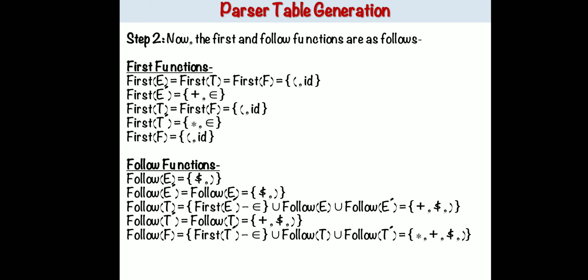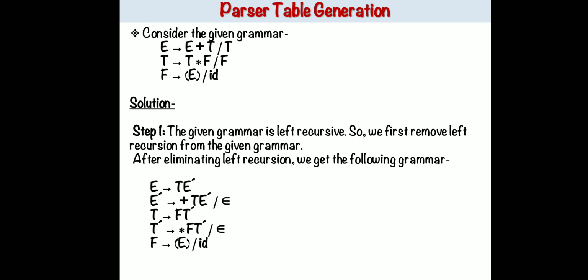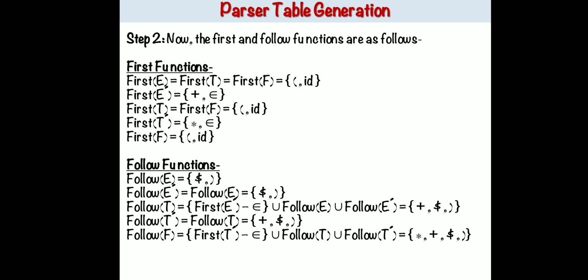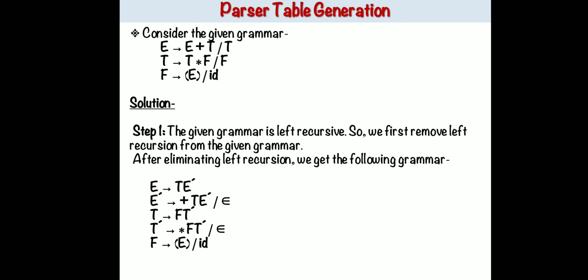As we can see, we have calculated first of E dash, T dash, F, and then we have calculated the follow. Let me give you one example. As we can see in the previous slide, E arrow T E dash. So first of E means first of T. First of T means first of F. Why? Because we are deriving.